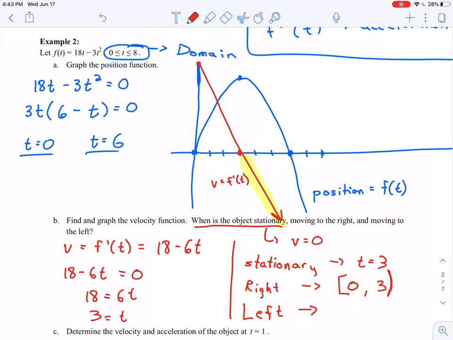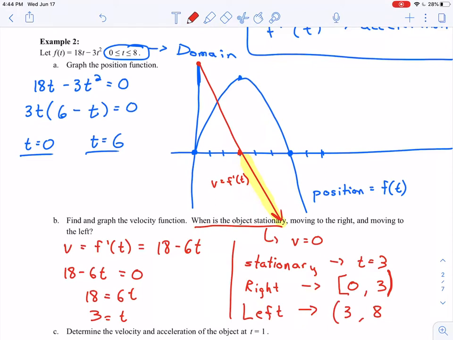So it's moving to the left from 3 to, I need an ending point, and for that I'm going to look at my domain. We said just to 8, so we'll say 3 to 8. Again, 3 is not included in this set because it's stationary at 3. Same reason: if I look at this point right here, it's not positive, it's not negative. So it's not included in this set.